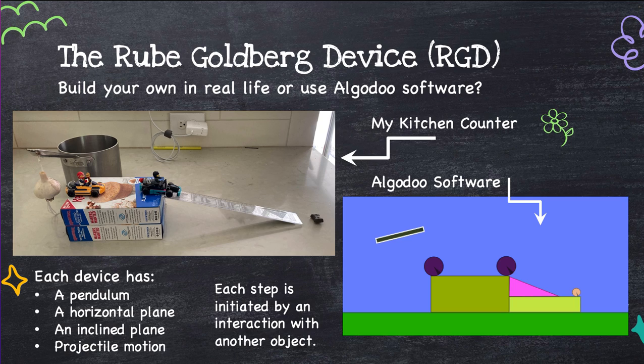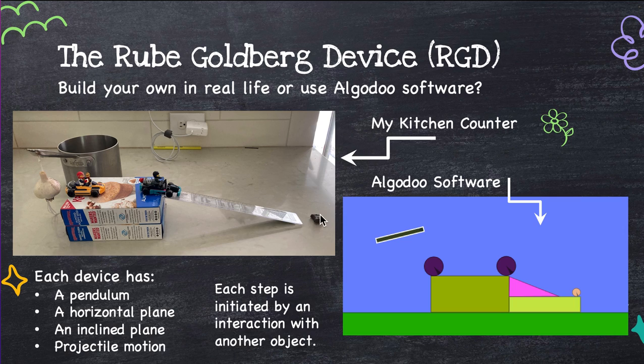One, you can make it in real life, which I have one here, a picture of one I made in my kitchen, or you can make it using the RGD software, which I also have here. These are basically the same device constructed two different ways. We start with a pendulum on either one of them. We've got an object that travels across a horizontal surface, an object that travels down an inclined plane, and then an object that gets launched into projectile motion.